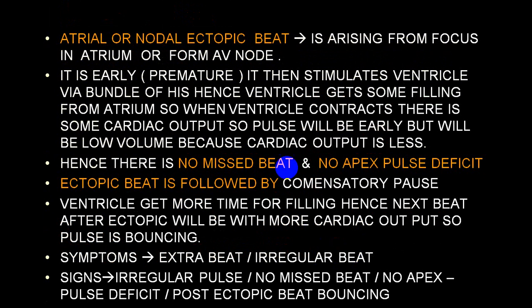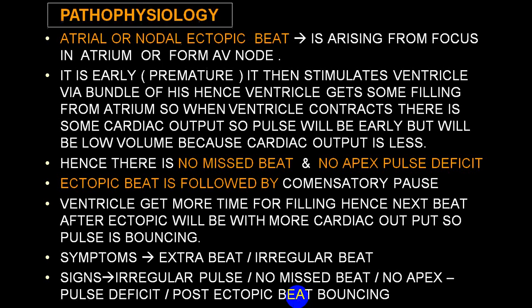This is a characteristic. This is a nodal ectopic beat or an atrial ectopic beat. What happens, I've already explained to you that there is no missed beat because the pulse is there, hence there is no apex pulse deficit, and the ectopic beat is followed by a compensatory pause, which is a partial compensatory pause, and the ventricle gets more time for filling, and there was an atrial contraction, so that gives rise to a filling of the ventricle. But the person will have an extra beat, irregular beats, and because of that, on examination, you will get an irregular pulse. There will be no missed beat, but the beat will come early. There will be no apex pulse deficit, and the beat which follows the ectopic beat is bouncing, and it is of a large volume.